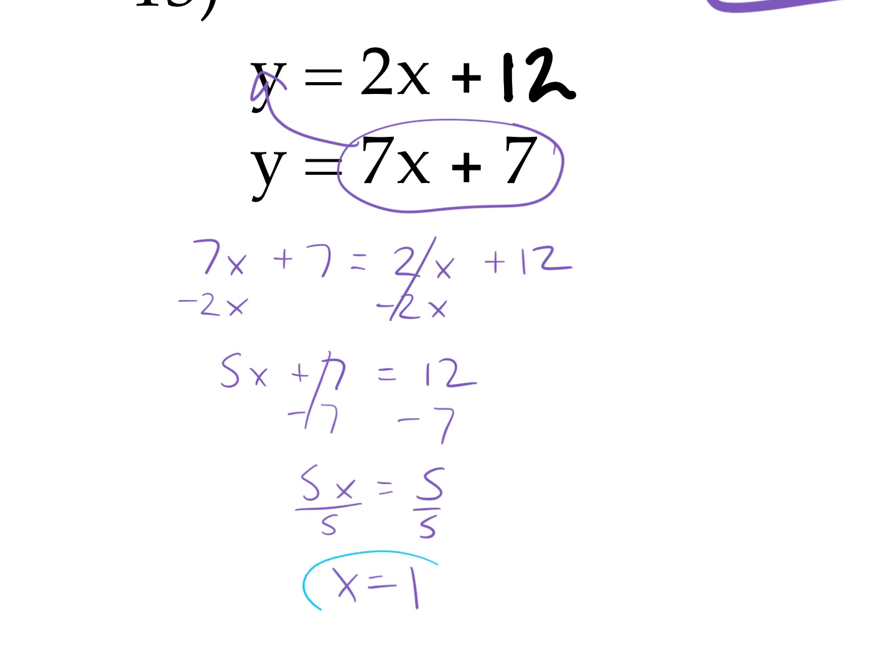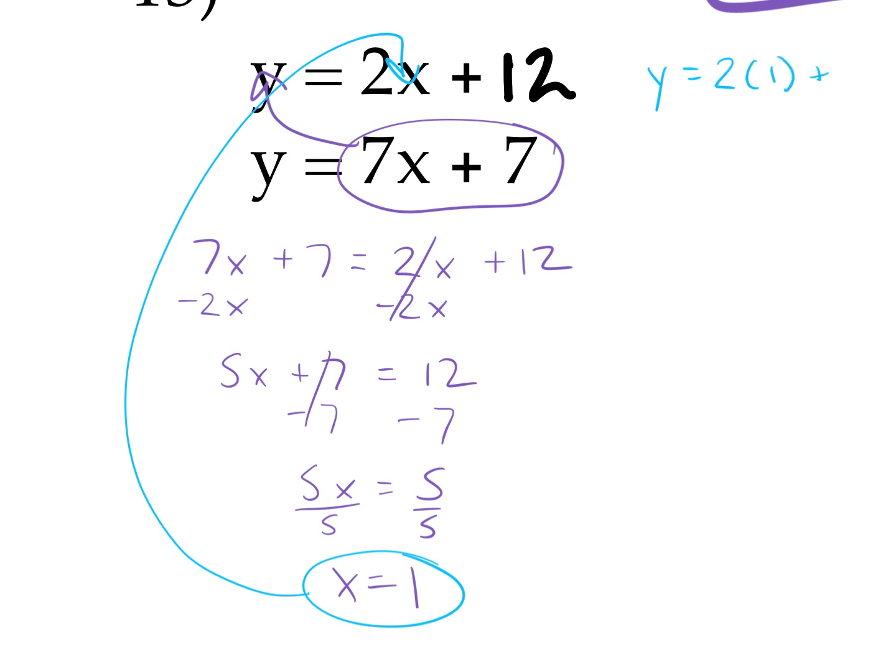Plug it back in. So I'm going to take what x is equal to, I'm plugging it into x. You can plug it into either equation and solve. If you want to work with the second one, you can plug it into that one too. But just make sure you're plugging it into x. So we have y is equal to 2 times 1 plus 12. So y is equal to 2 plus 12. And what's 2 plus 12? 14. How do I write my answer? 1 comma 14.